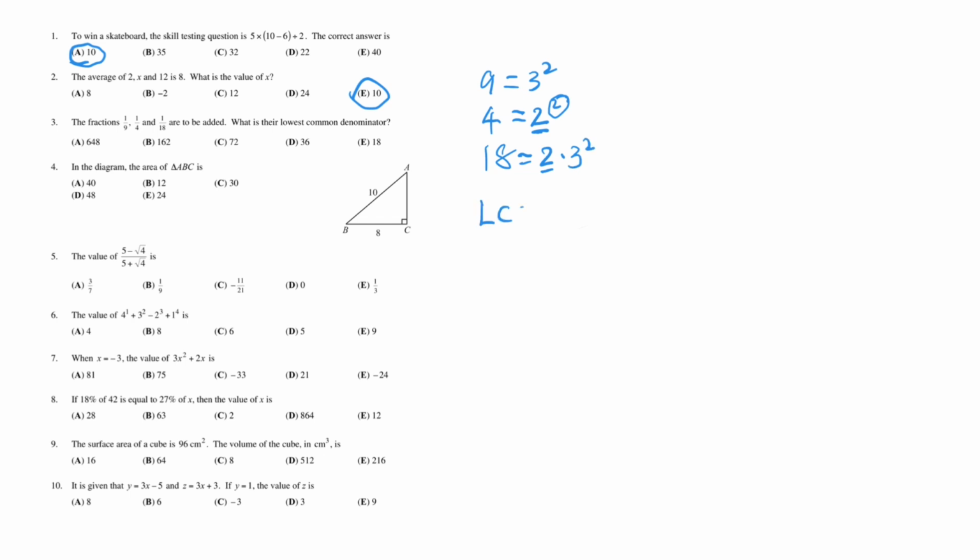So for the LCM, the first prime factor is 2, and the highest power is 2. The second prime factor is 3, and the highest power is also 2. So that's 4 times 9 equals 36. So for number 3, the answer is D.